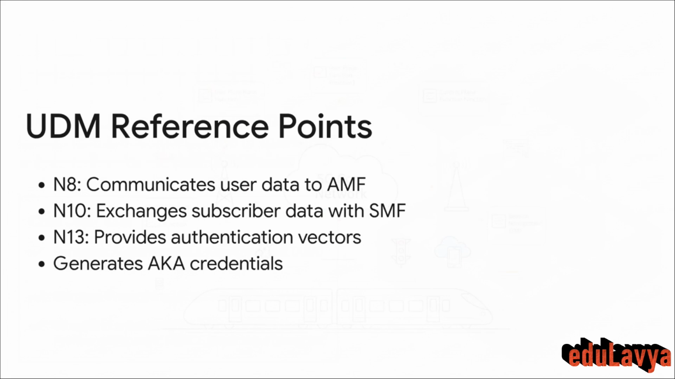The UDM enforces these profiles by constantly communicating through very specific reference points. You've got N8 and N10 guiding the network's mobility and session management functions. Plus, it generates the vital AKA, that's authentication and key agreement credentials, pushing them straight through N13, so that every single piece of user equipment is perfectly authorized before any critical railway data is ever transmitted.